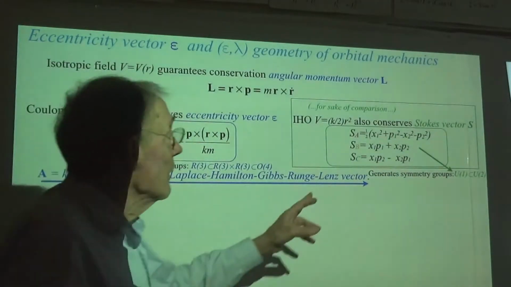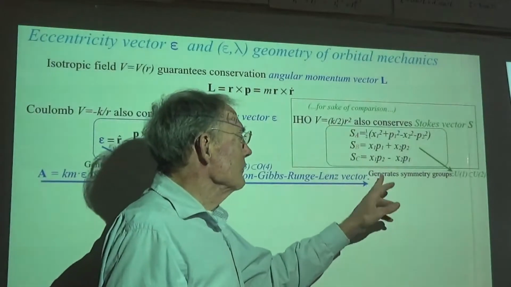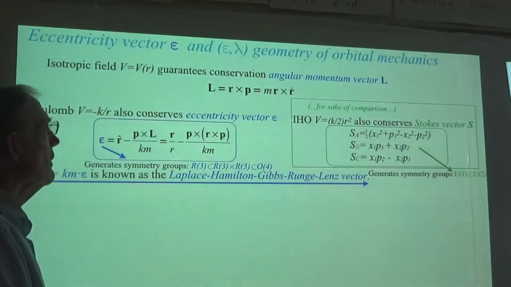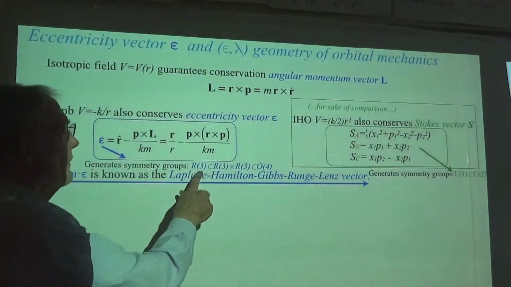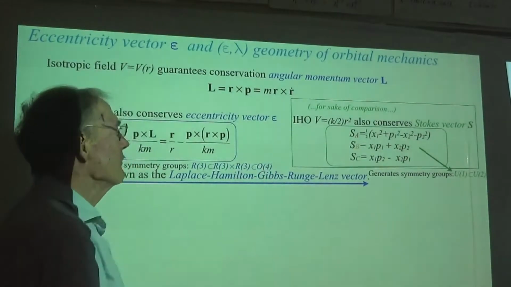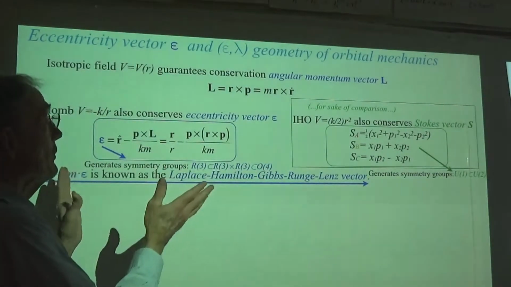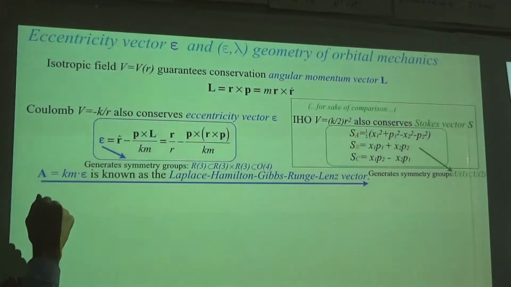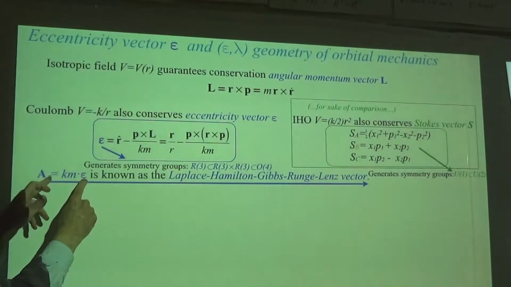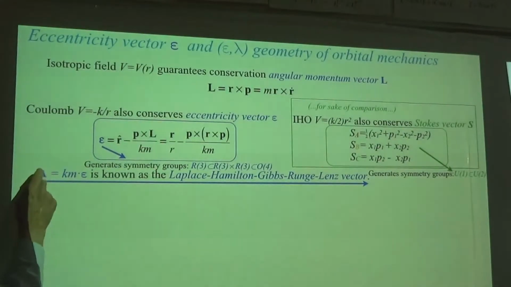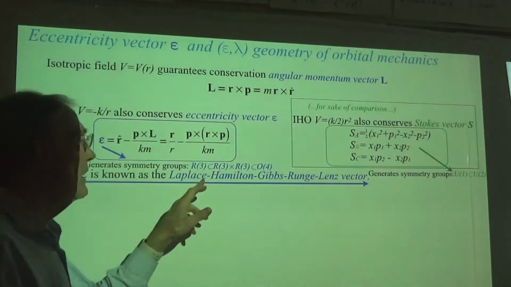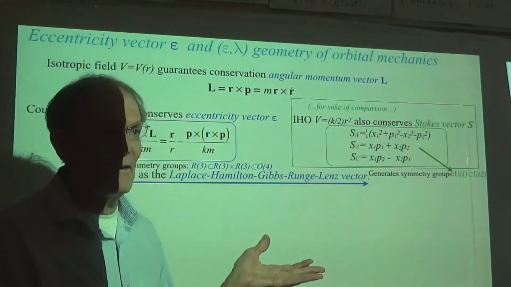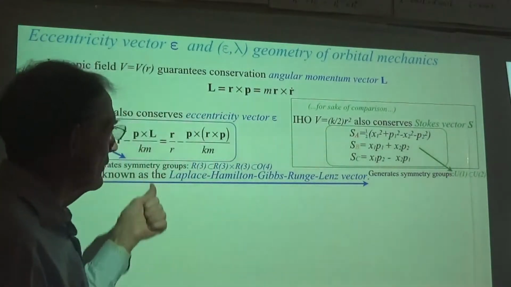So these operators here, if you take our group theory course, you will learn about that being U(2). You've already seen most of that. Well, this one is the symmetry that goes with R3 cross R3, which is orthogonal group O(4). That was discovered much later. What is known in the literature is this vector epsilon times km. And this is, I learned about the vector A. This is called the Laplace, Hamilton, Gibbs, Runge, Lenz vector. And I think there's a couple more names that go on that one. A lot of people discovered this.